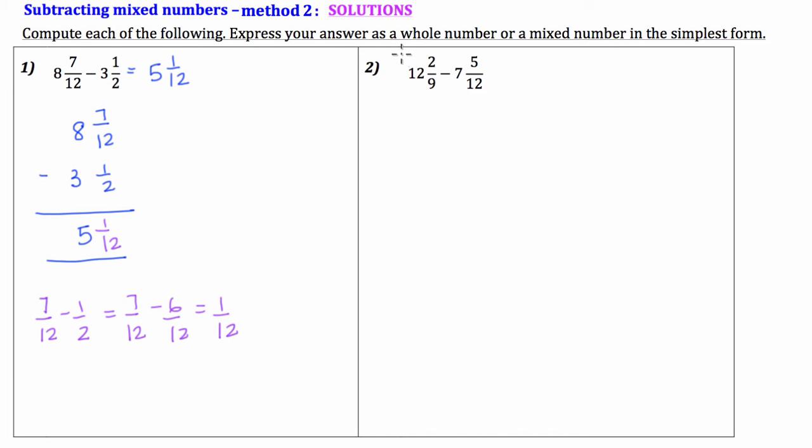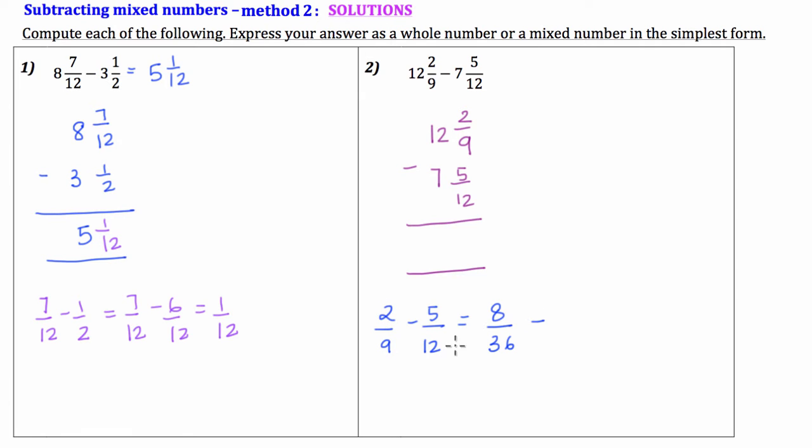The second problem is 12 and 2/9 minus 7 and 5/12. So I'll first stack the two numbers. Minus 7 and 5/12, and then I will subtract the fractional parts. So 2/9 minus 5/12. The common denominator for 9 and 12 is 36. So 2/9 is the same as 8/36 because I'm multiplying the denominator and the numerator by 4. And 5/12 is the same as 15/36.